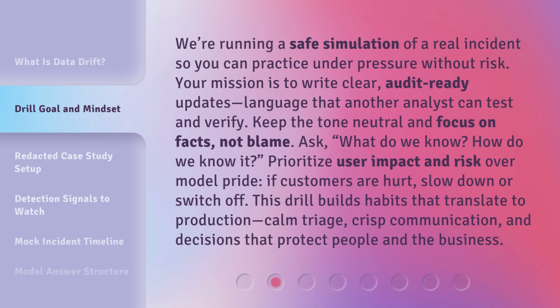Ask, what do we know? How do we know it? Prioritize user impact and risk over model pride. If customers are hurt, slow down or switch off. This drill builds habits that translate to production. Calm triage, crisp communication, and decisions that protect people and the business.